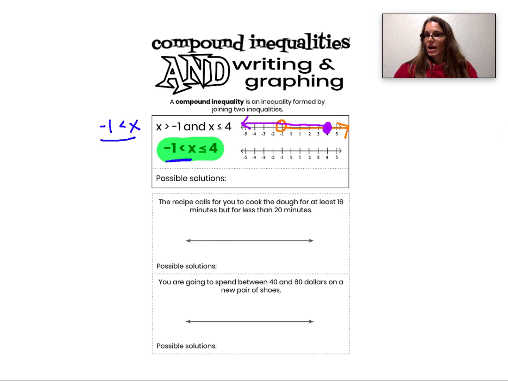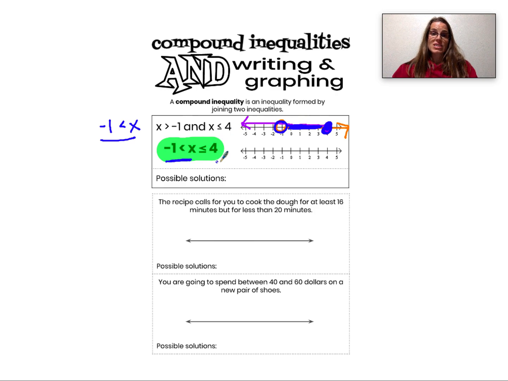Therefore, my actual graph will be the overlapping region of the two individual inequalities. So the part that makes both of the inequalities true, all the points that are in both solution sets. 4 is in my solution as well. 4 is less than or equal to 4 and greater than -1. -1 is not in my solution set, so that's an open dot. Again, the purple and the orange help me understand how I got the graph, but my actual graph of this compound inequality is just the blue part.